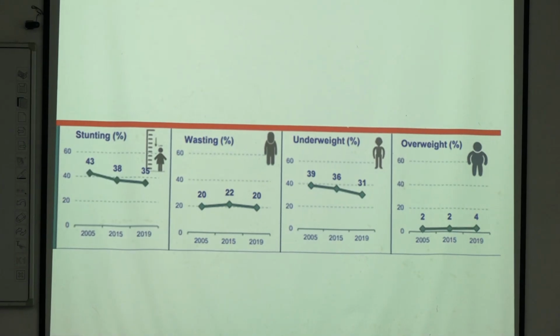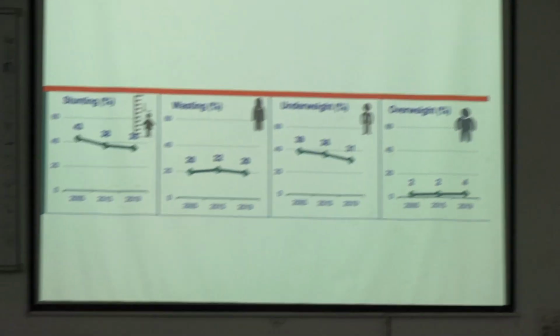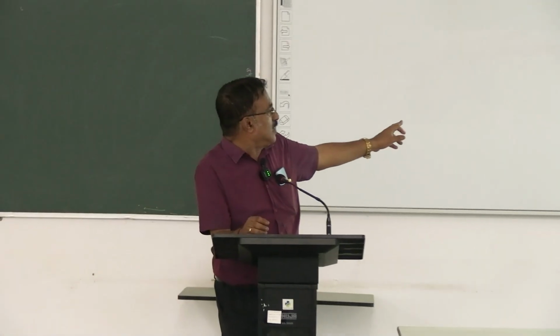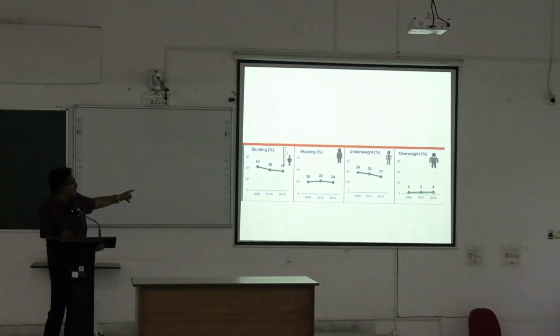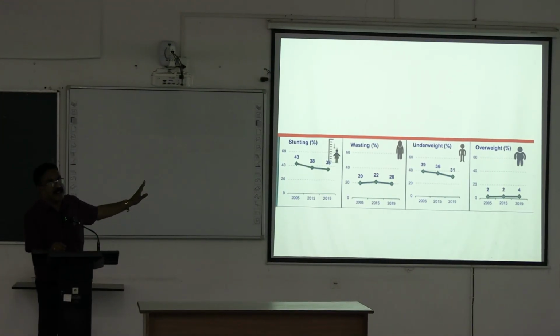So, NFHS data was done 2005, 2015 and 2019. Now, if you look at the first part, stunting, I'll explain stunting shortly. Stunting has decreased from 43 in 2005 to 38 in 2015 to 35 in 2019. Okay, the term stunting that was there very high, it was 43, became 38, it became 35. The next one is wasting. These two terms are very important, we will discuss that. Wasting was 20, it went to 22 in 2015. Again, it's gone back to 20 in 2019. Wasting is more or less static at 20 as per the NFHS data.